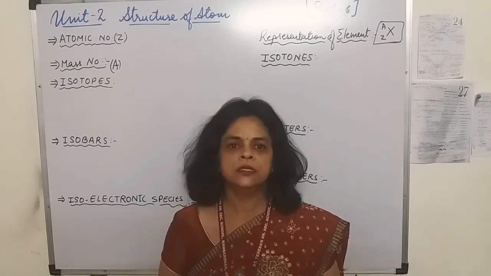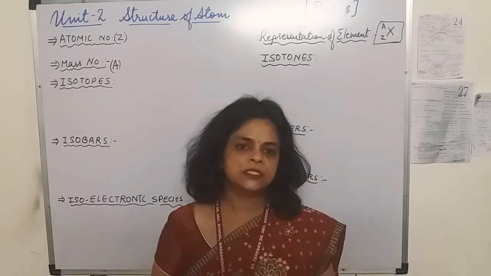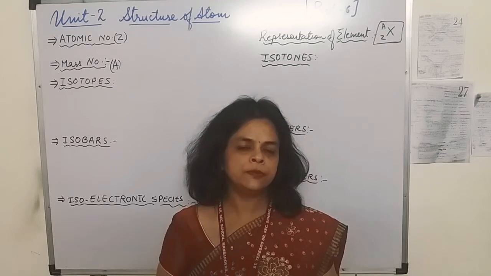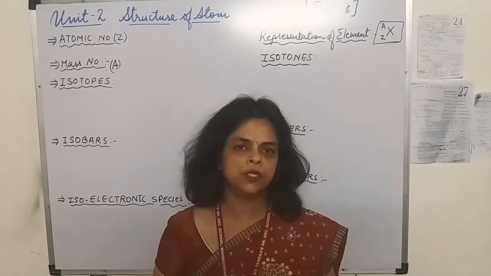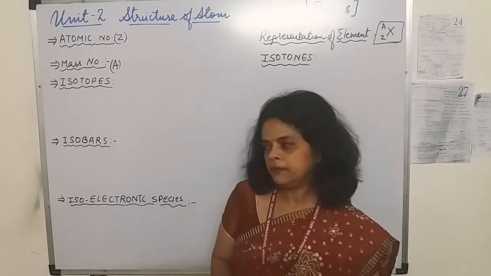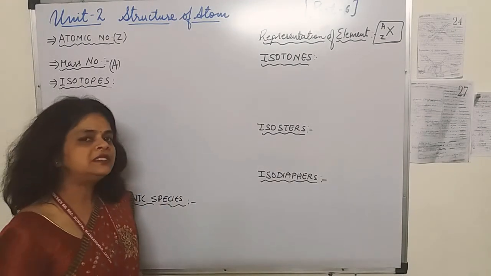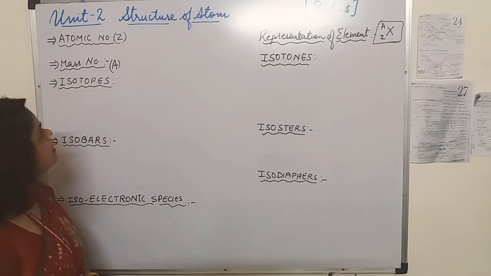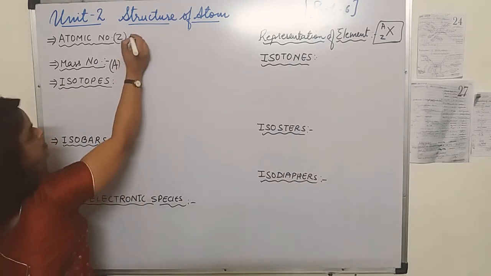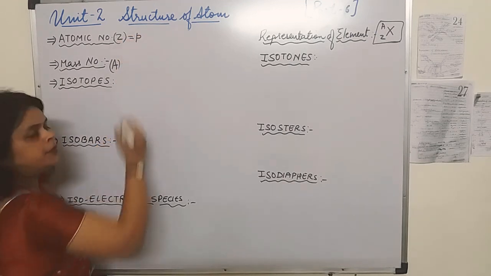Hello students, in today's class we are going to discuss some important terms which we will be frequently finding in our chemistry. Let's start with them. The first one is atomic number. It is represented by Z and atomic number is equals to the number of protons.